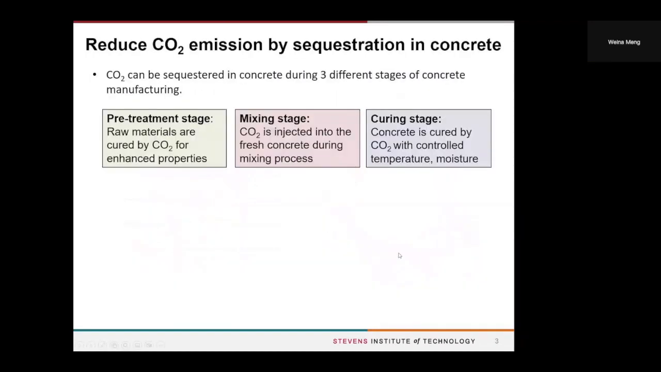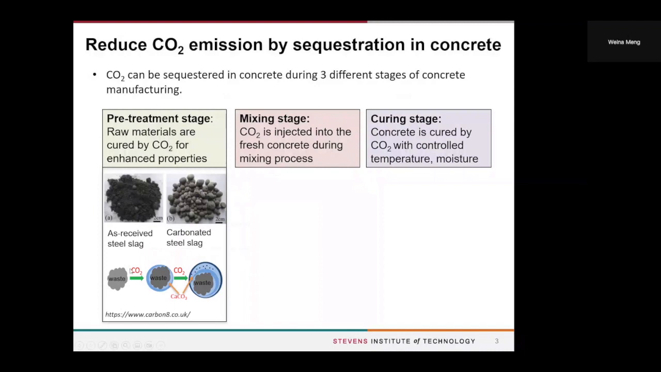And the second pathway, for now, people are trying to reduce the CO2 emission by sequestering it into concrete through different stages of concrete manufacturing. The first stage, we call it the pre-treatment stage. In this stage, the raw materials, especially solid wastes such as steel slag and recycled concrete aggregate, are cured in a reactor with a very high concentration of CO2.